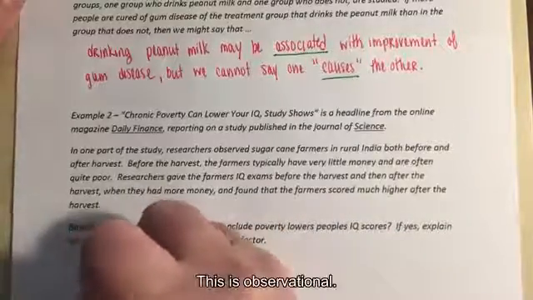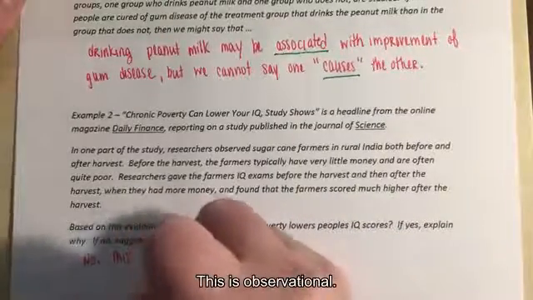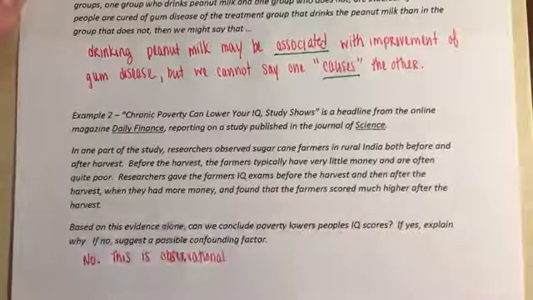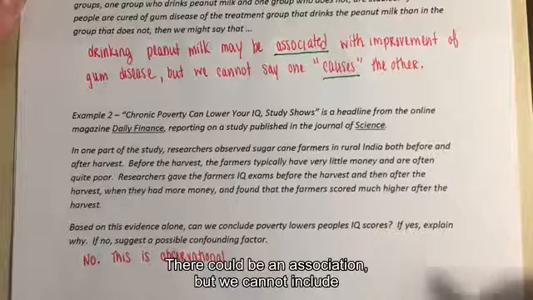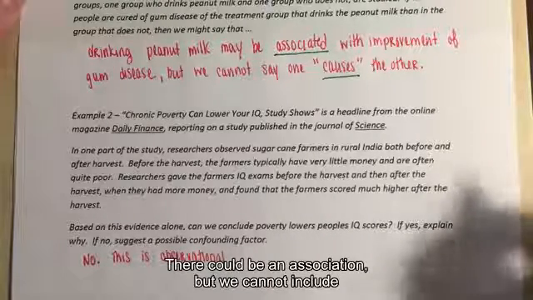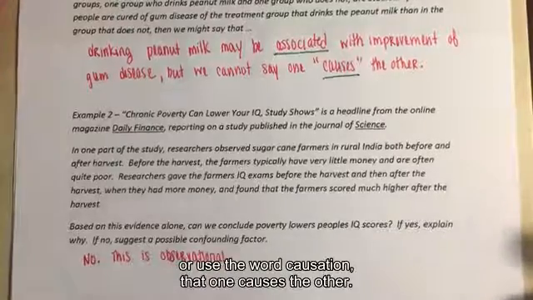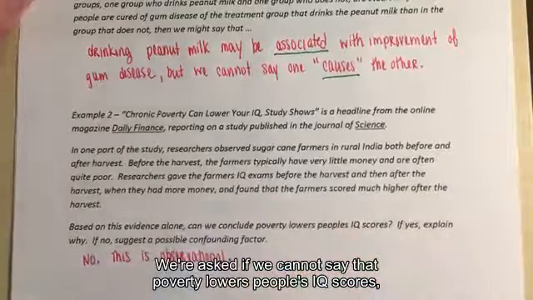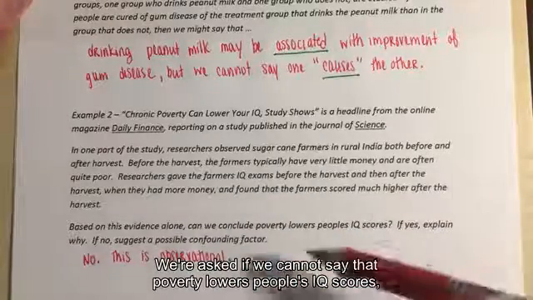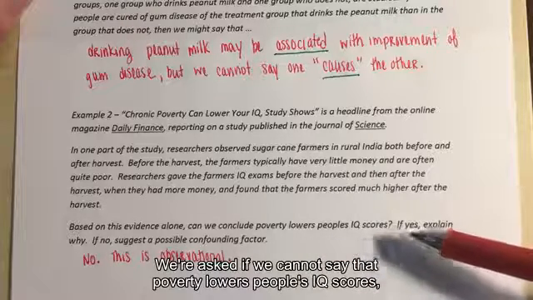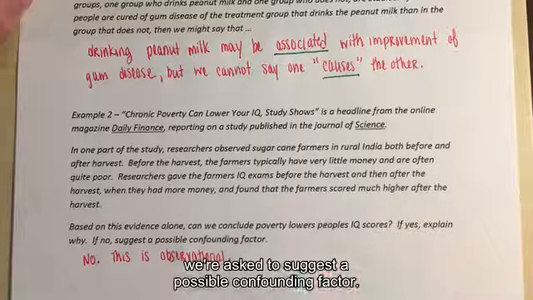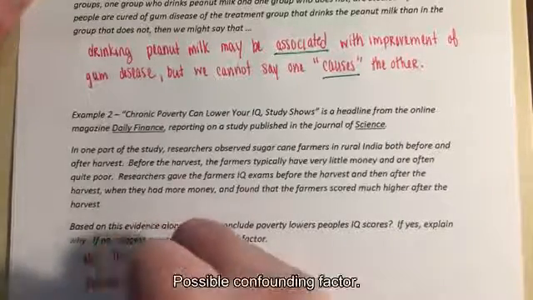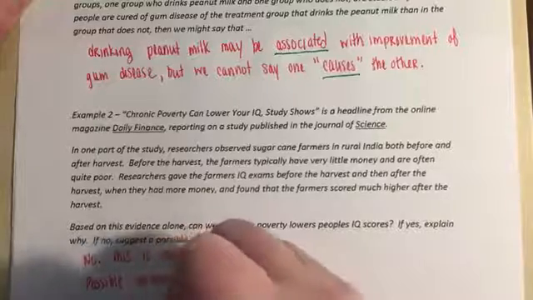So this is observational. There could be an association, but we cannot include or use the word causation, that one causes the other. If we cannot say that poverty lowers people's IQ scores, we're asked to suggest a possible confounding factor.